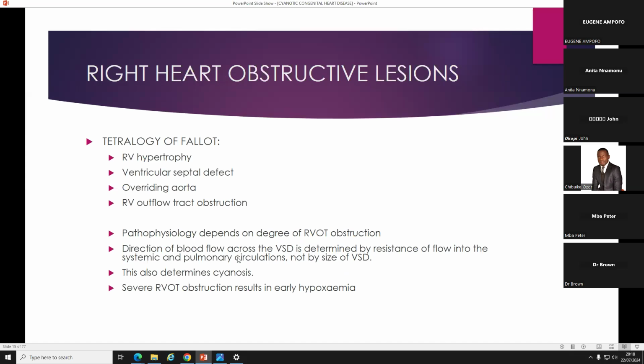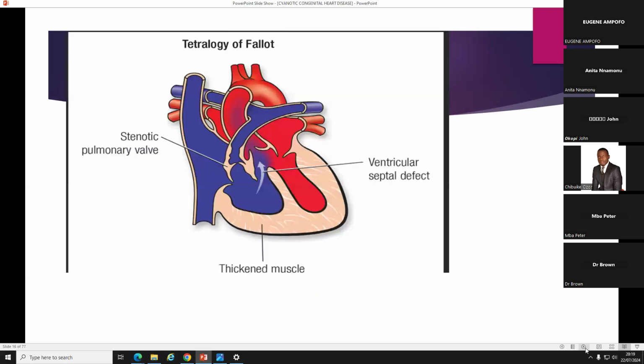The direction of blood flow across the ventricular septal defect is determined by resistance of flow into the systemic and pulmonary circulations. And severe right ventricular outflow tract obstruction results in early hypoxemia for the reasons we have explained, because there's raised pressure. So this is a picture showing us the tetralogy of Fallot.